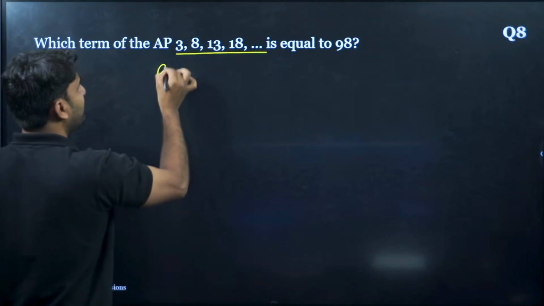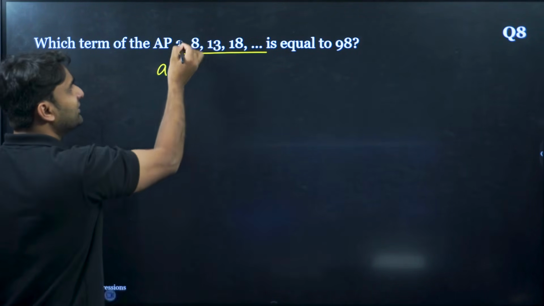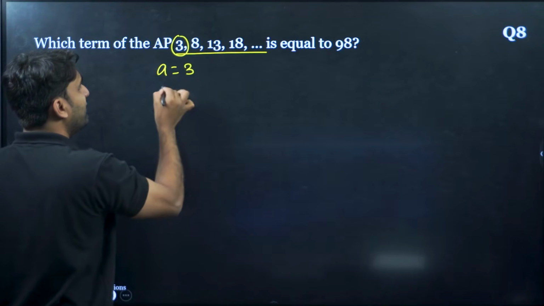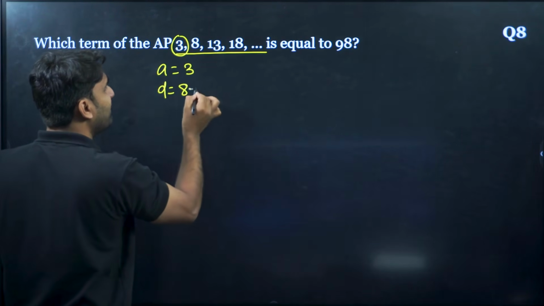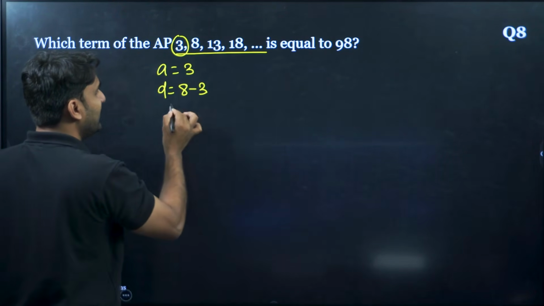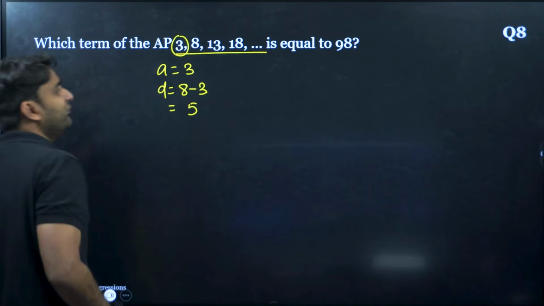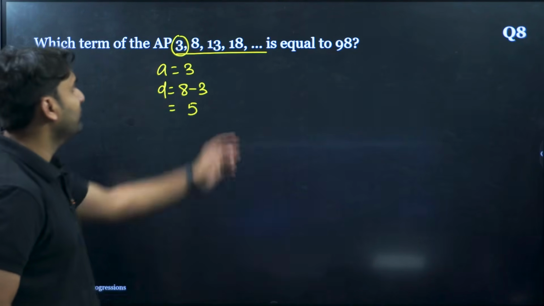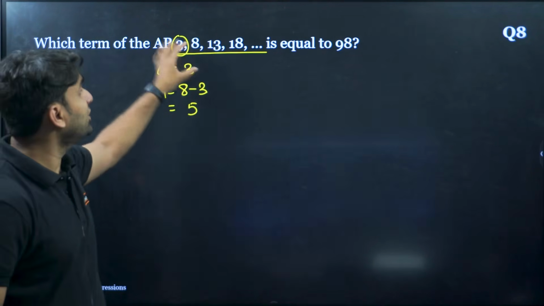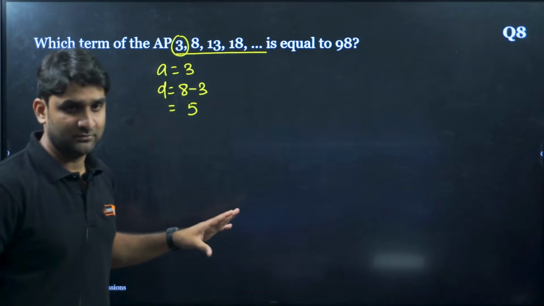So what will be the first term? The first term is 3. This is the first term. And what will be the difference? Common difference will be 8 minus 3, and 8 minus 3 is 5. So we have A and we have D. Okay. The question is, which term of this AP is 98?